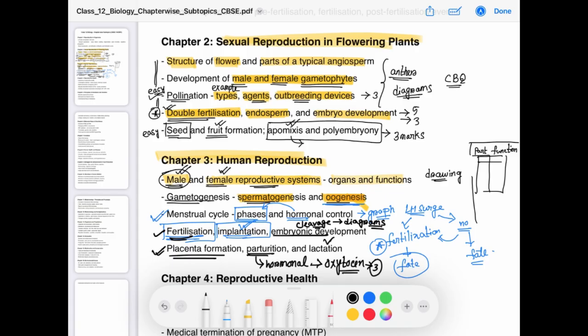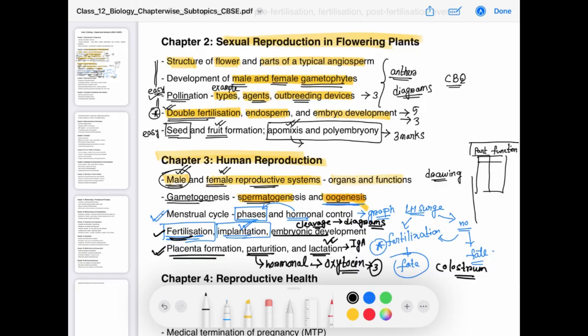And the last is lactation. You have to know why lactation is important for the baby, and you have to read about IgA, the antibodies that are there in the milk. You also have to know about colostrum. These are the few topics that you need to remember here. These are the key topics.